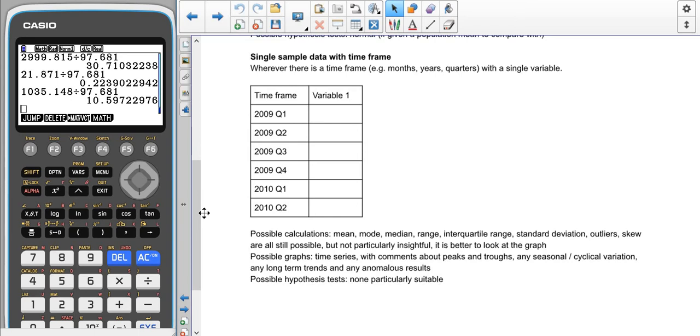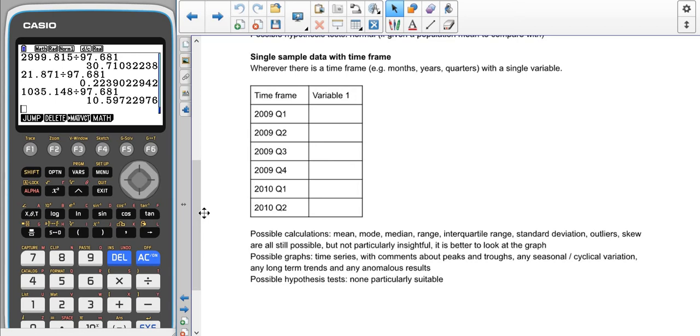So possible things that we could find, well, because we do still have a list of numbers, we could find the mean, mode, median, range, interquartile range, standard deviation, outliers, skew. It's not really practical or insightful, some of these, okay? Yes, the mean would help a little bit, but the whole point in having the time data is to see how things are changing over time.